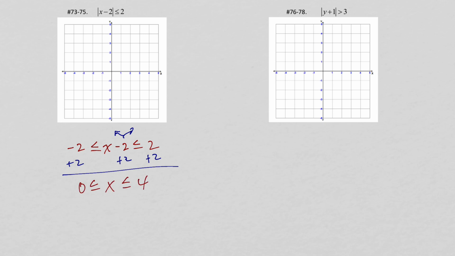So these are vertical lines. One at x is equal to 0, and it's solid. So x is 0 is this line right here. And x equals 4, which is a vertical line right here. And I'm going to shade everything in between those two values, so everything in here.